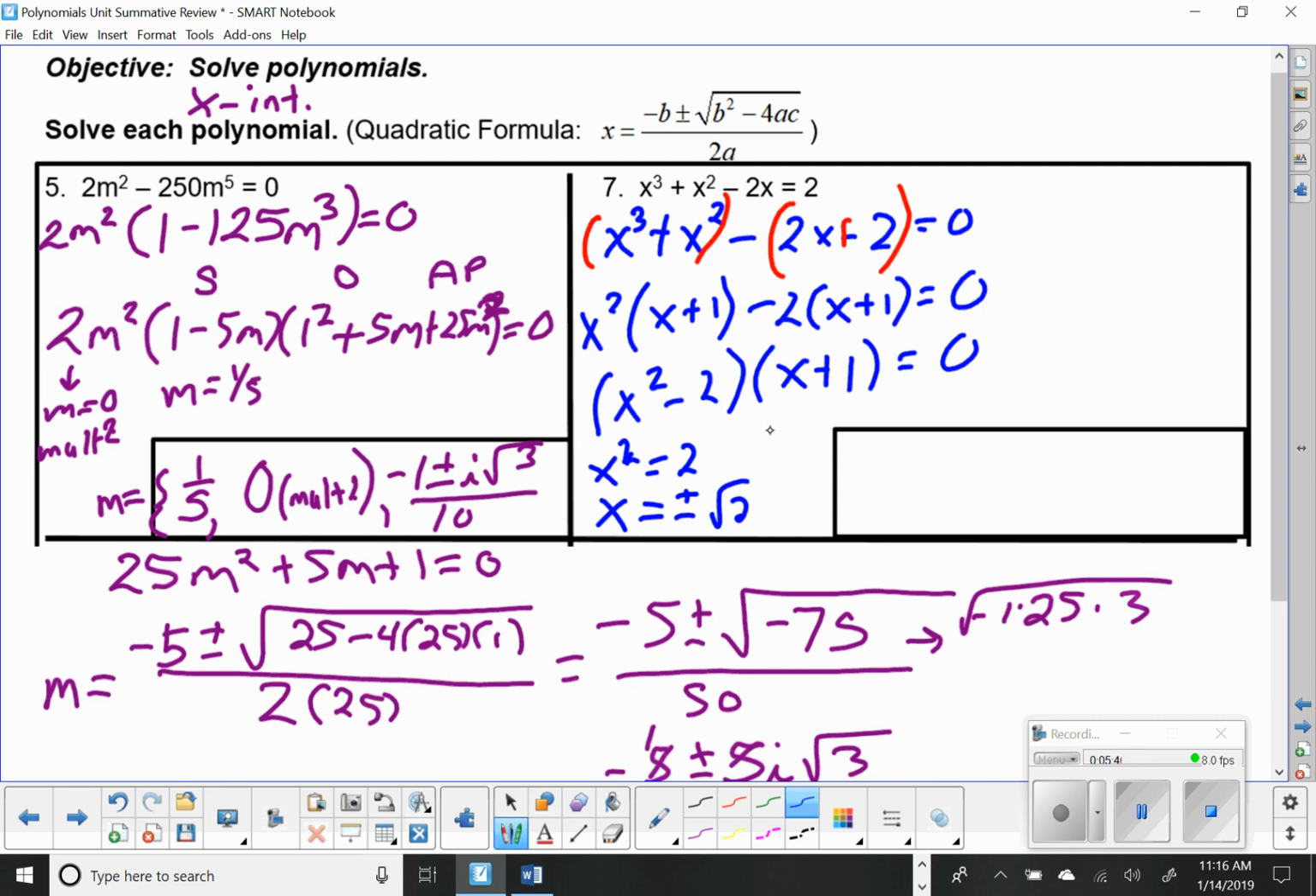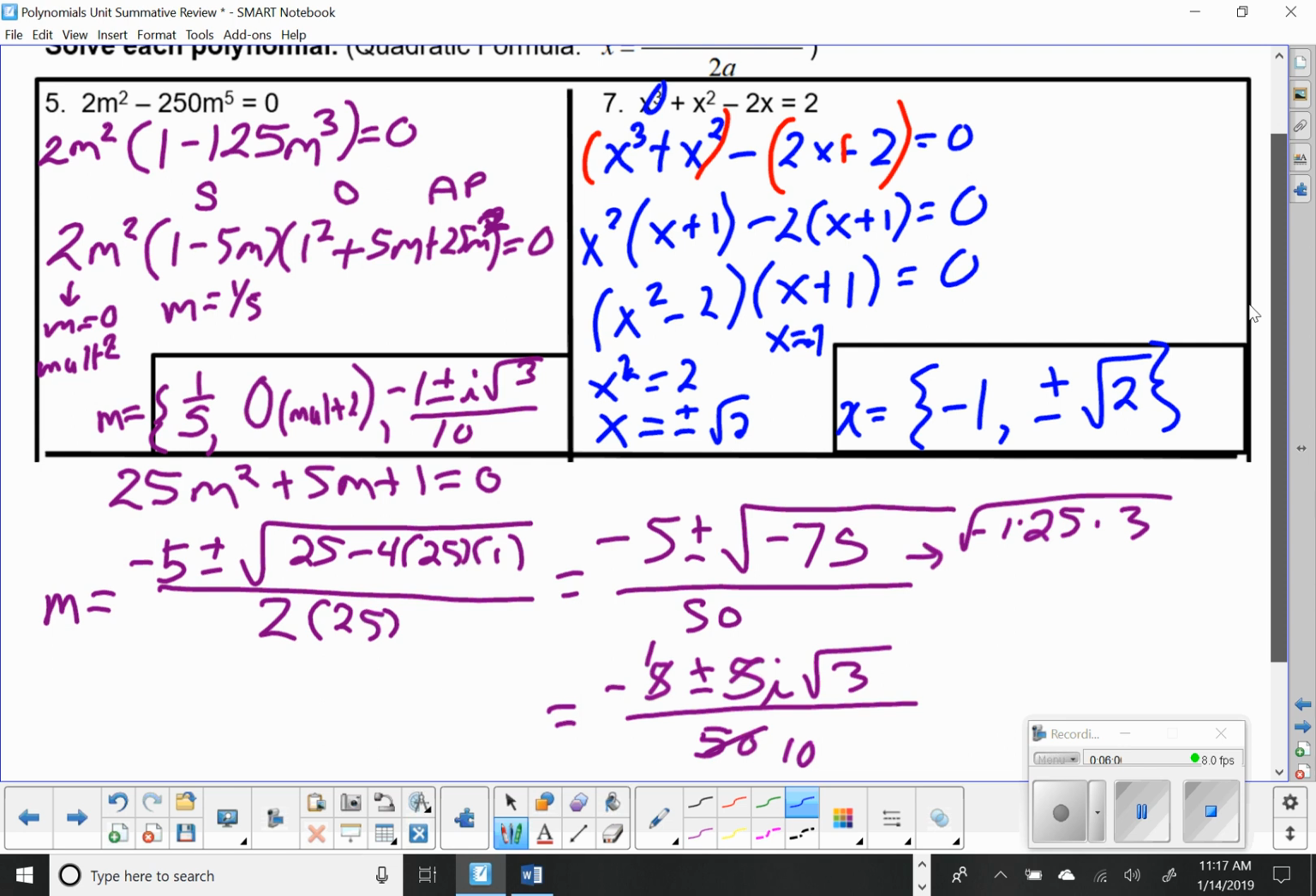If x plus 1 is equal to 0, then x is equal to negative 1. Get that negative in there. So x is equal to negative 1, and then plus or minus square root of 2. It's a cubic. I have 3 solutions. All right?